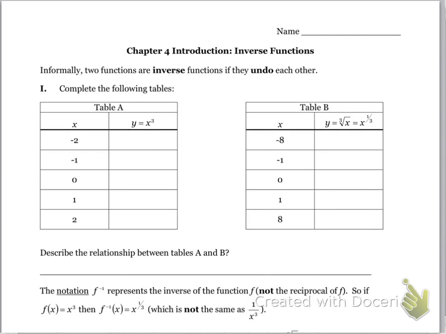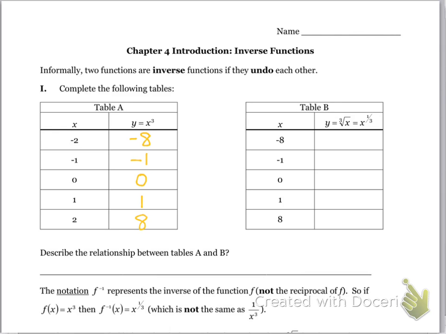The introduction to inverse functions. So for table A, what you had to do is take all of these input values x and plug them into this function y and get their output values. And when you do that, you get -8, -1, 0, 1, and 8.